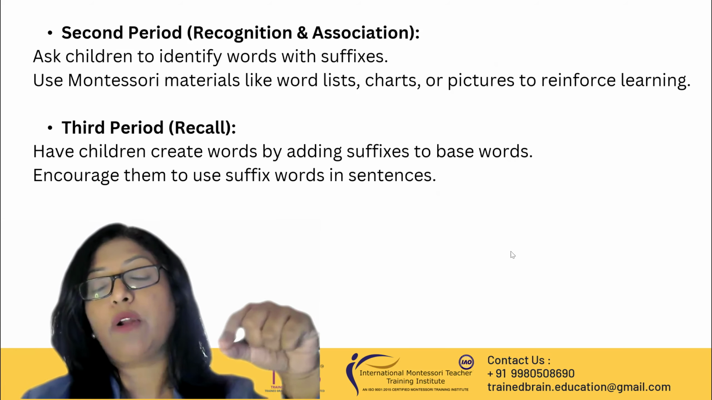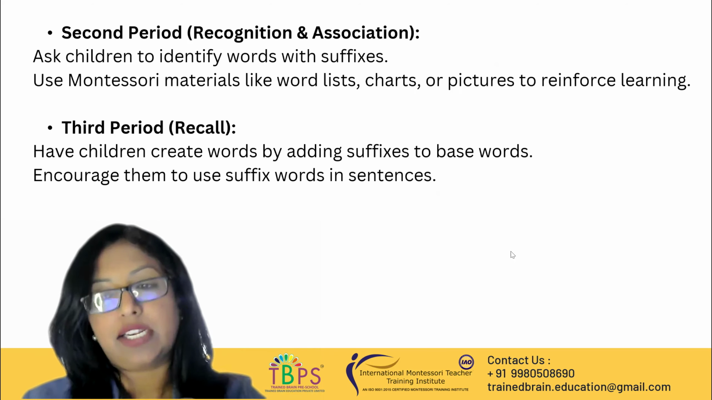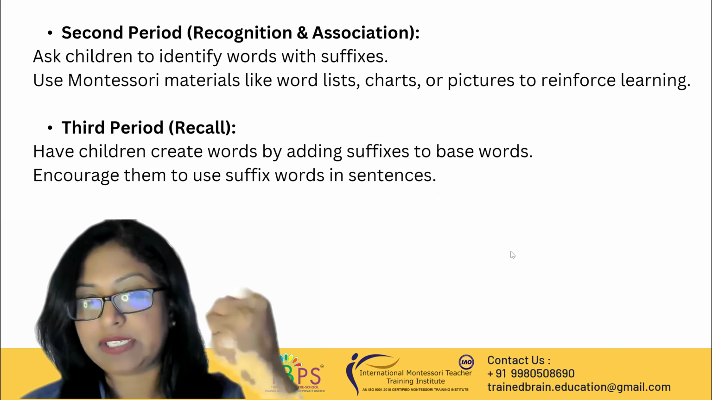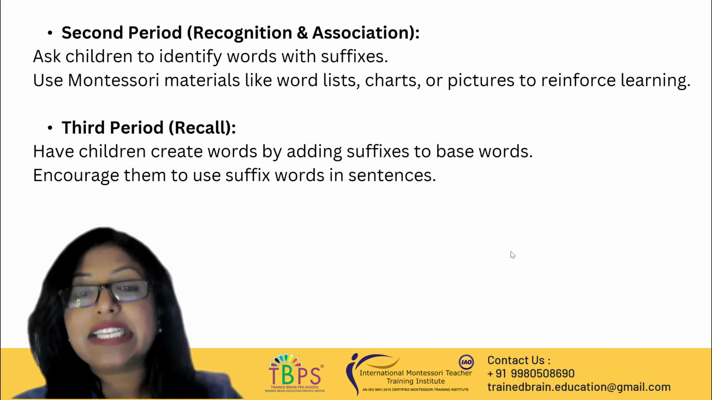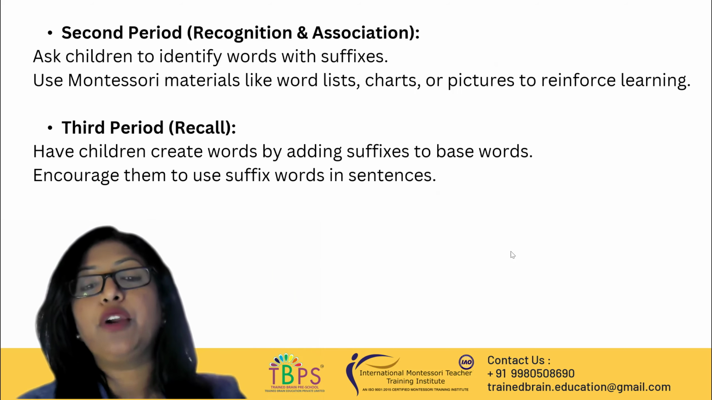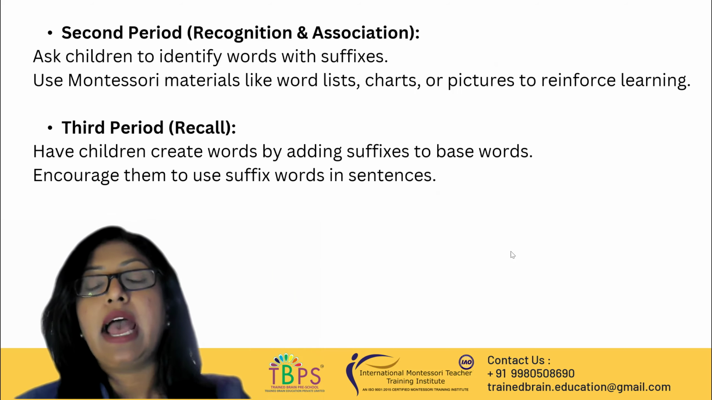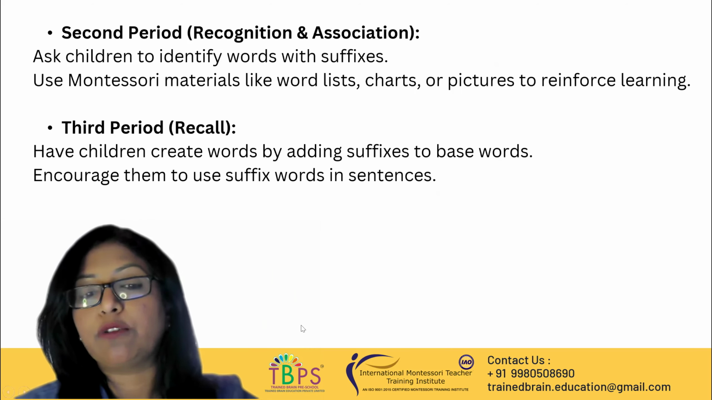Now, for each one of it, you have to make a word list. You have to make charts. To make them understand a little better, you will collect a lot of pictures because you want the child to associate what you're trying to say. That's the reason we always use the Montessori 3-period lesson, correct? And you can make another sentence and ask the children to recall, add the suffixes to the base word so that they would be able to recall it better.